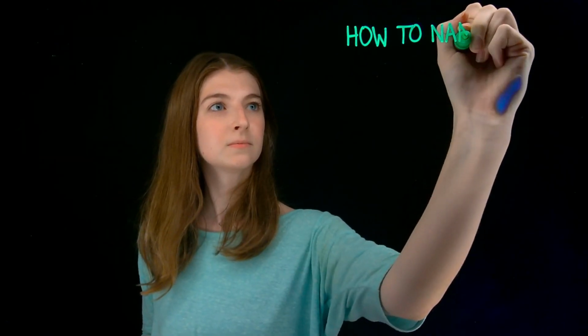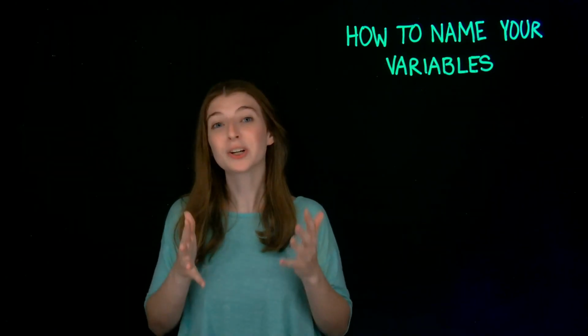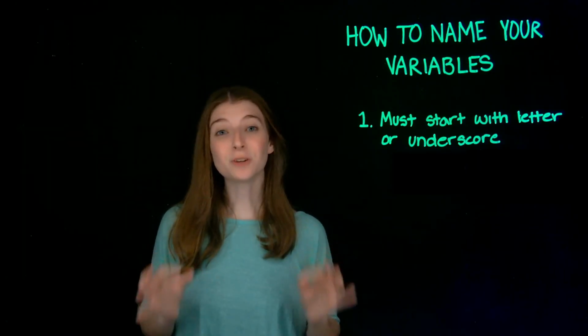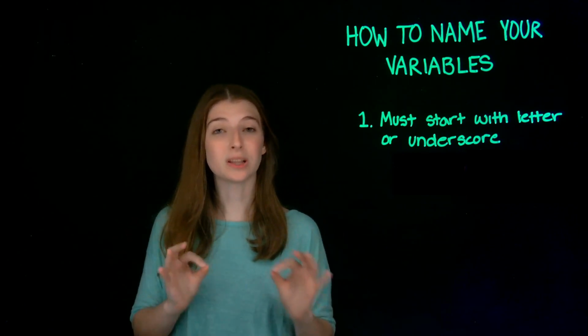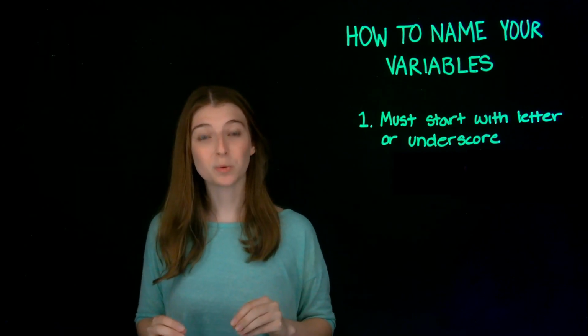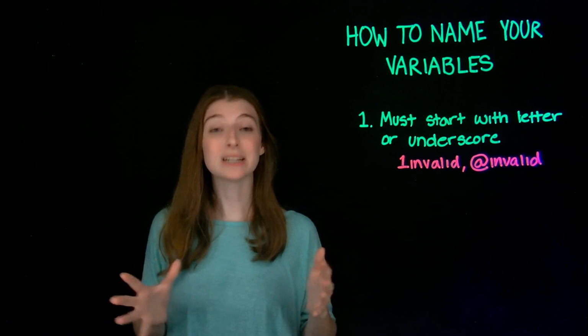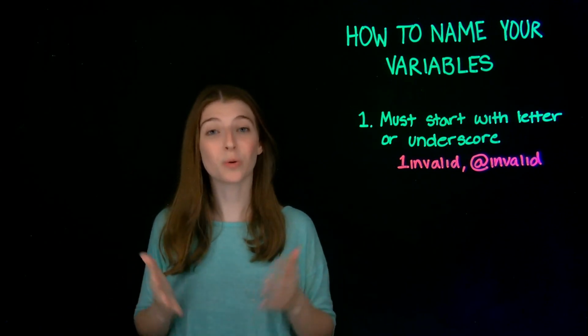Moving on, earlier we talked about why variable names need to be unique, but now I want to talk about how to name your variables. There are a couple rules when it comes to it. The first rule is variables must start with a letter or an underscore. Examples of invalid variable names would be the number 1 invalid or @ invalid because these do not start with a letter or an underscore.